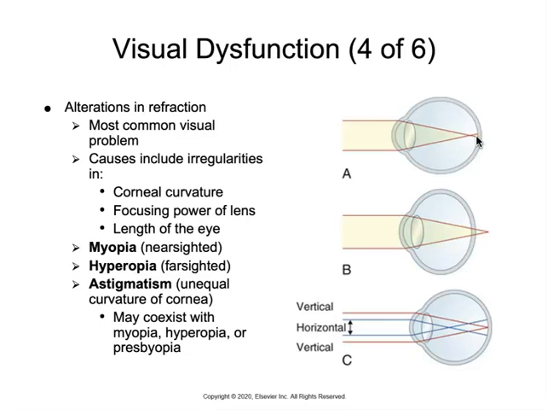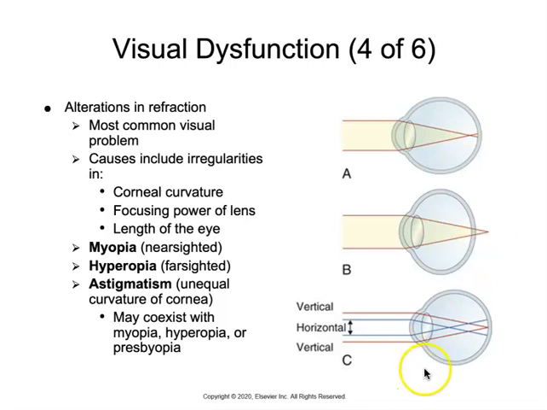Then with hyperopia, we are going to see that in B over here, and the parallel rays of the light are coming in, but they're focusing behind the retina. And so we become farsighted here and have a hard time seeing things that are close to our eye.